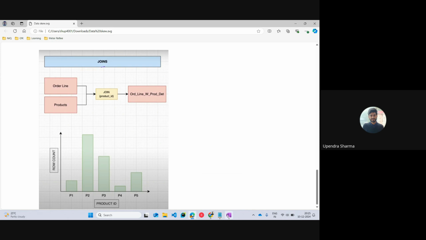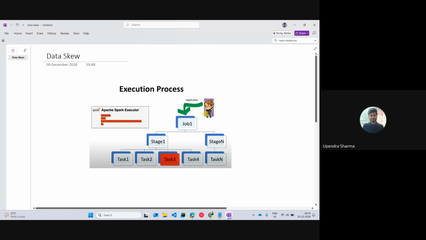Now let me show a few more images. Okay. So this is one more image which represents how a job is executed in Spark, and how data skewness may arise. So let's say we have this one job, right? Now this job will be broken down into some stages. This is called a lineage graph, which is a blueprint of how the job should be executed in Spark. So we have a job, then this job gets broken up into stages. Then these stages are broken up into tasks.